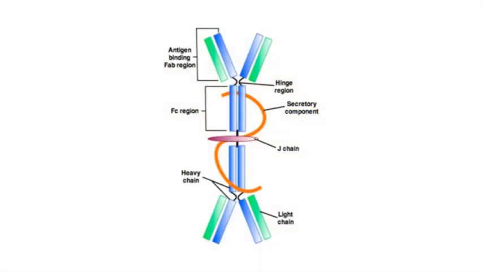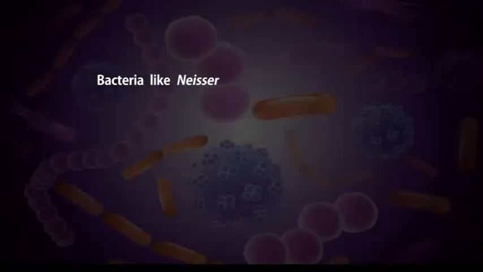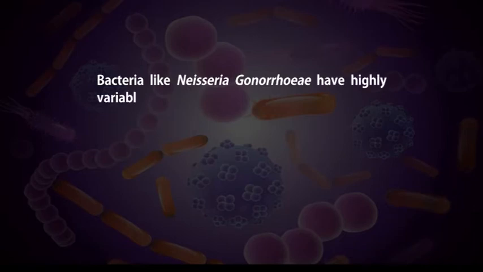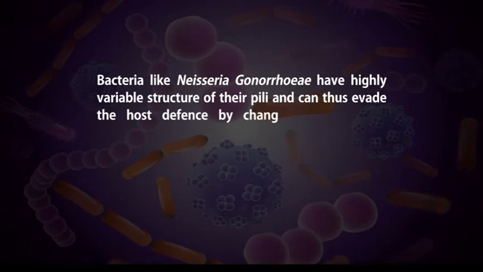However, some bacteria like Haemophilus influenzae and Neisseria gonorrhoeae, etc. secrete proteases that cleave secretory IgA at the hinge region, rendering them unable to agglutinate, and can thus evade the host defense. Bacteria like Neisseria gonorrhoeae have highly variable structures of their pili and can thus evade the host defense by changing their surface antigens.